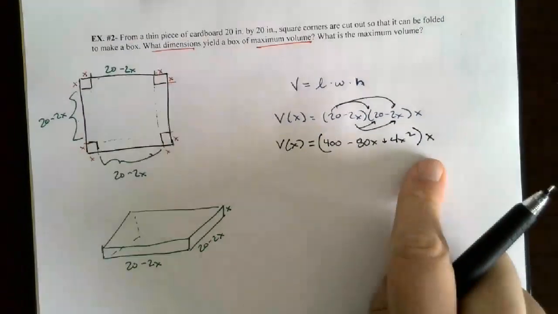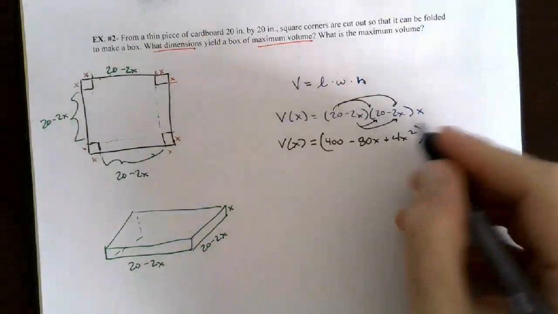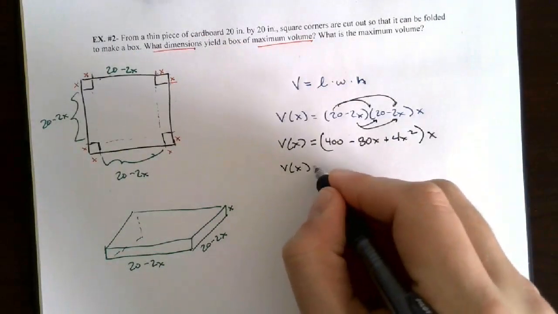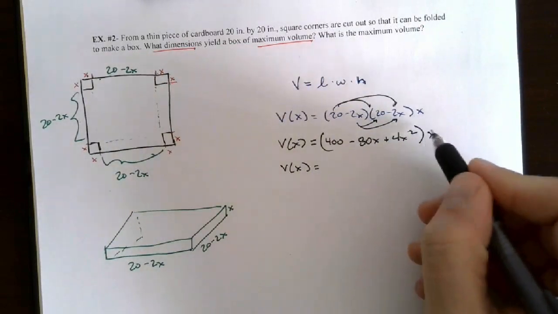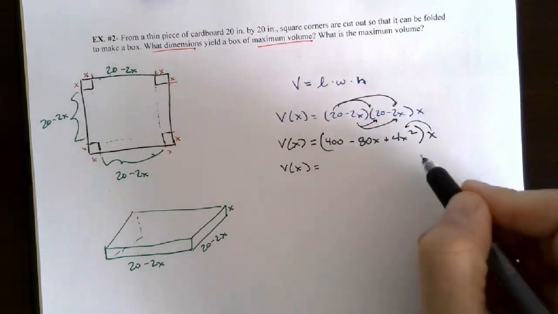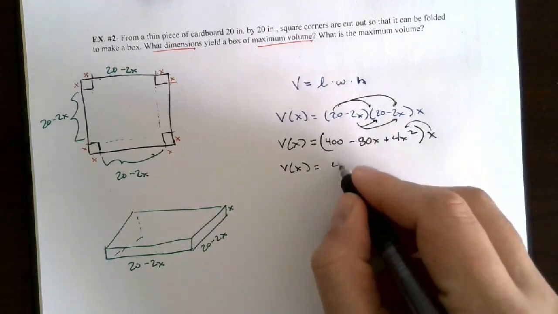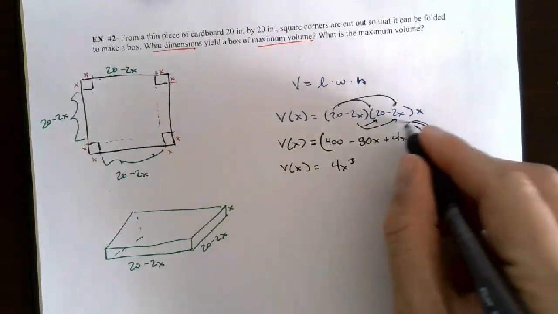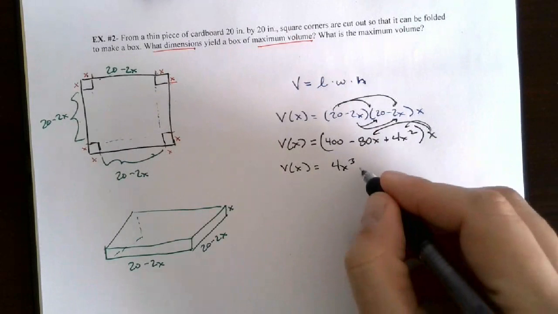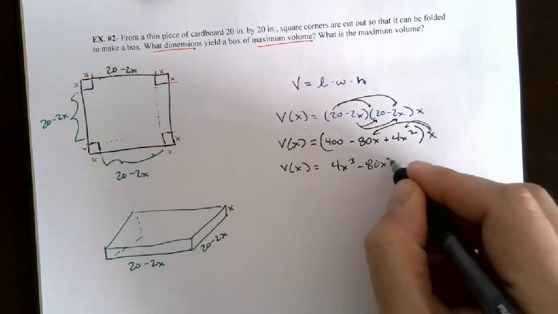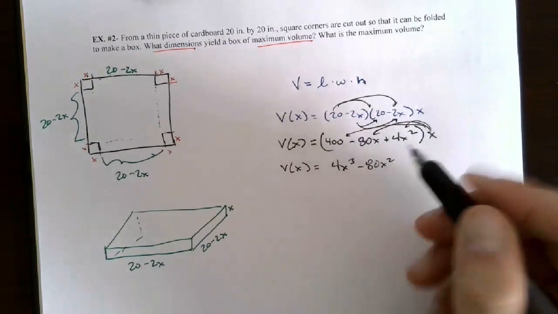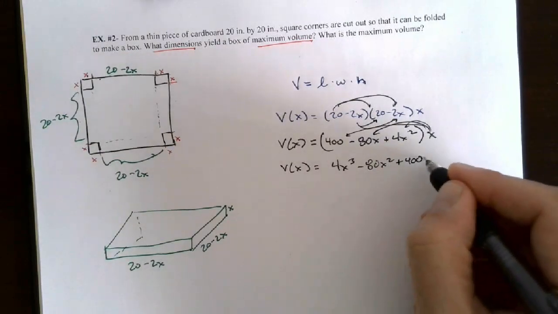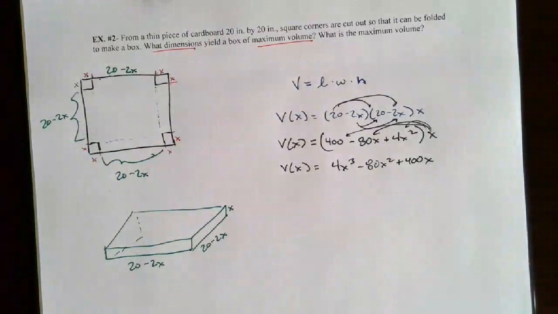And so I'll distribute x through this and simplify. So bringing the x through, I'm actually going to write it in descending order. So I'll do this one first and then work my way through. So 4x squared times x is 4x to the third power. x times a negative 80x will be negative 80x squared. And then x times 400 will be positive 400x. So that's my formula for volume.